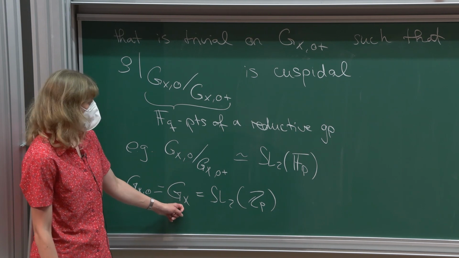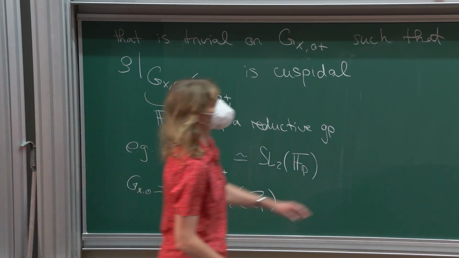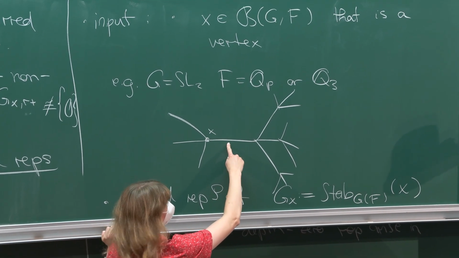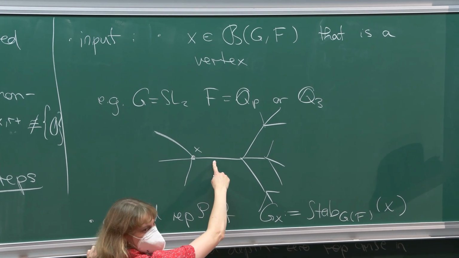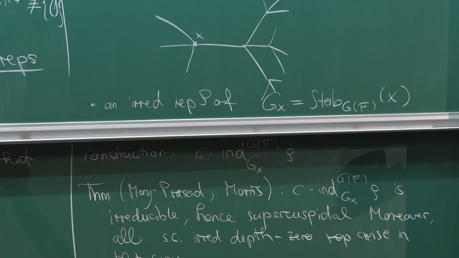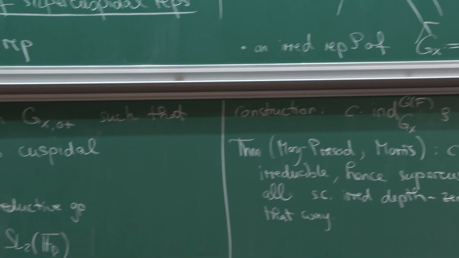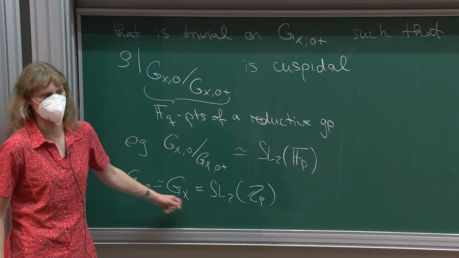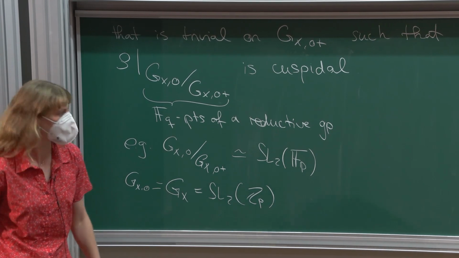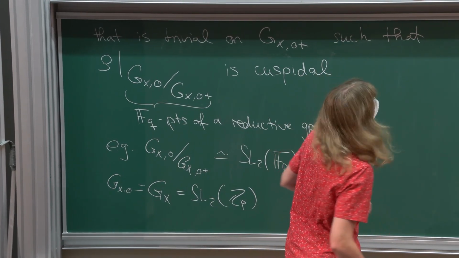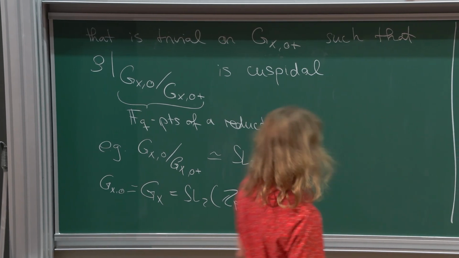So for example, if you take the point in the middle here for PGL2, Gx0 would be an index 2 subgroup in Gx. But for semi-simple, simply connected groups, Gx0 is always equal to Gx. So you can just think of Gx0 if you like. All right. So that's the depth zero story.